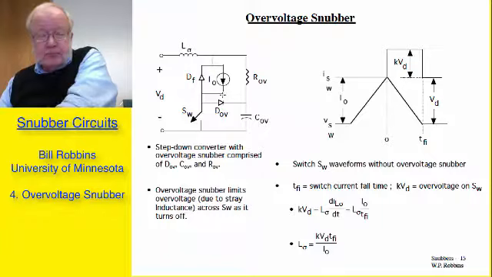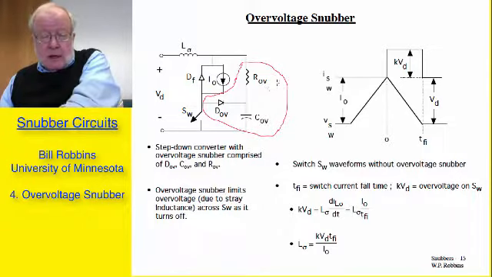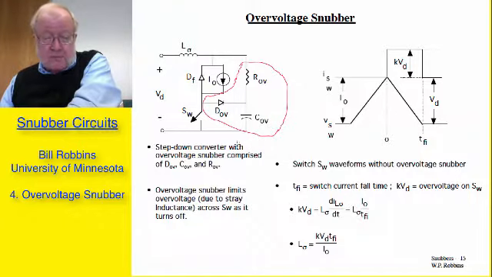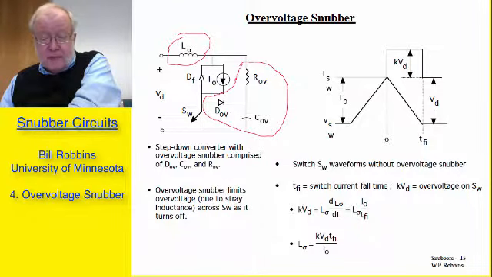Going on, the next type of snubber I want to look at is an overvoltage snubber. The overvoltage snubber is composed of this circuit fragment that I am outlining here: overvoltage resistance, overvoltage diode, and overvoltage capacitor. I'm doing this in the context again of a step-down converter where we have a certain amount of stray inductance, L sigma. The overvoltage snubber is going to limit the overvoltage due to that stray inductance across the switch as the switch is turning off.